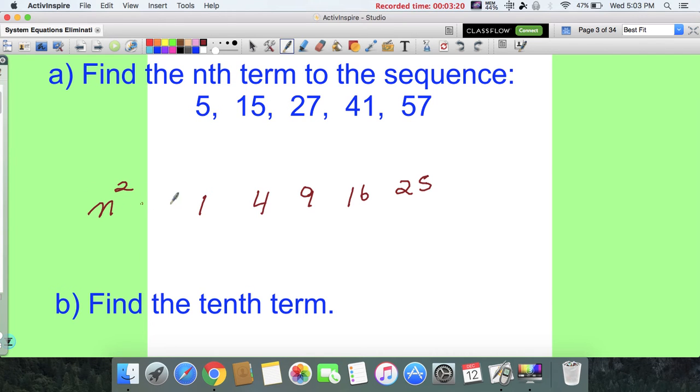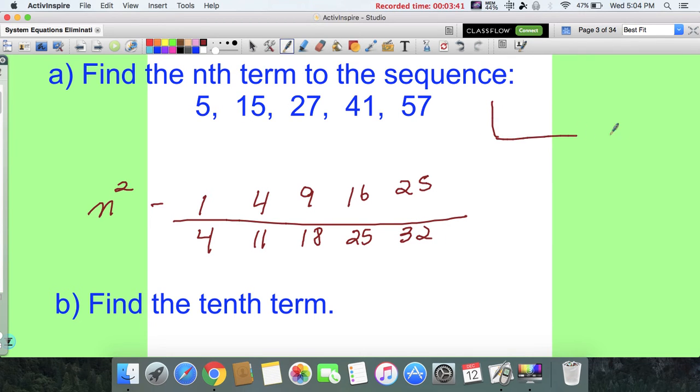So I'm going to subtract. When I subtract 5 minus 1, I get 4. 15 minus 4, I get 11. 27 minus 9, I get 18. 41 minus 16, I get 25. And 57 minus 25, I get 32. So I'm left with this sequence. So I know that so far, this sequence here is made up of n squared, but I'm not done yet.